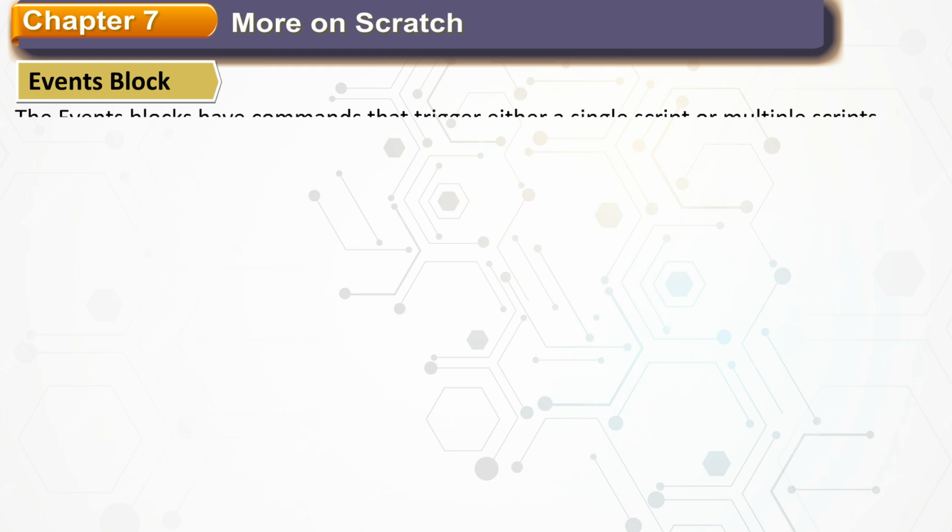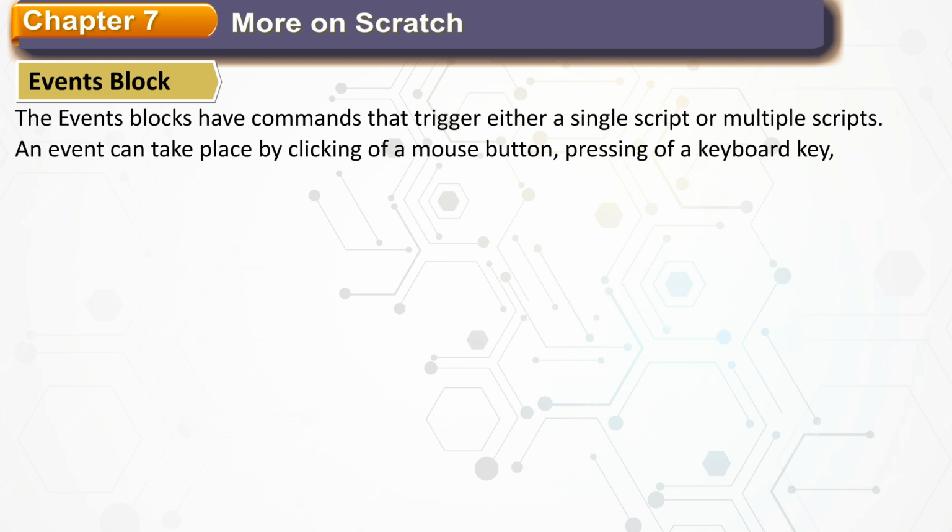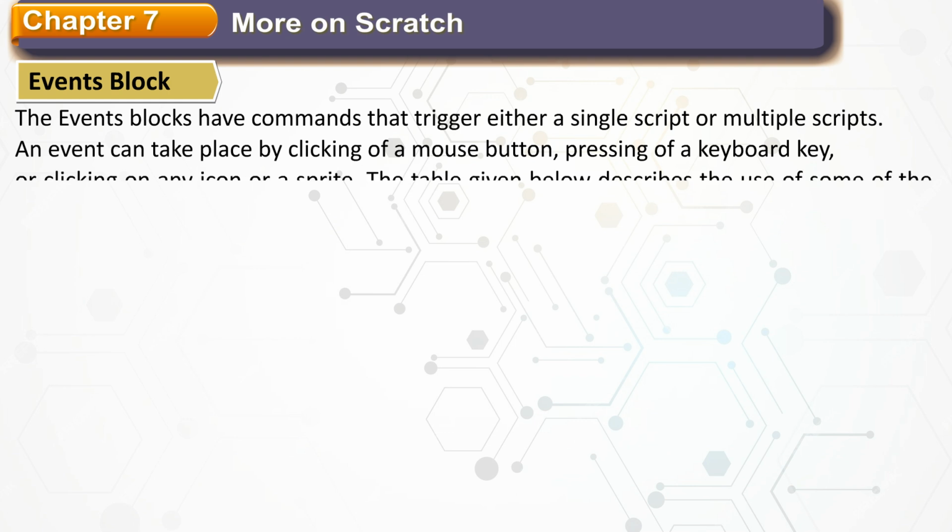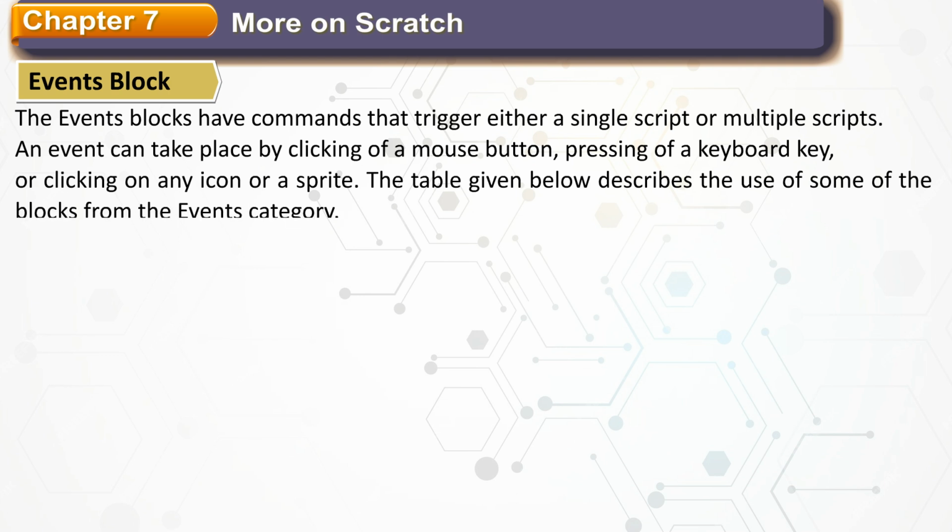Events block. The events blocks have commands that trigger either a single script or multiple scripts. An event can take place by clicking of a mouse button, pressing of a keyboard key, or clicking on any icon or a sprite. The table given below describes the use of some of the blocks from the events category.